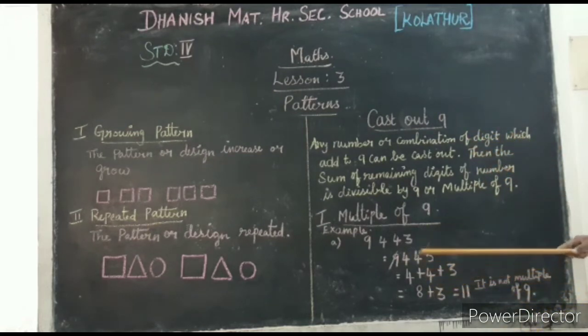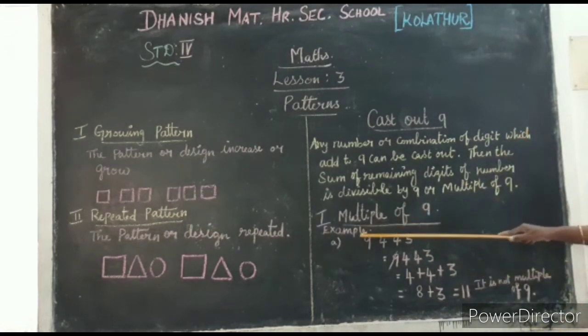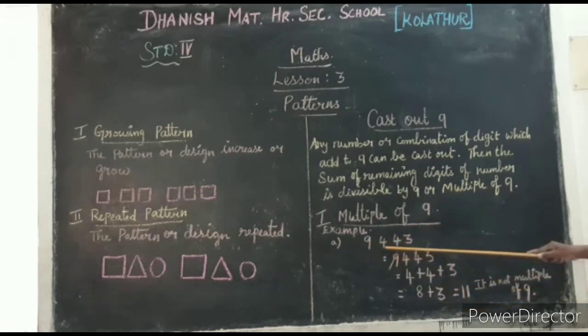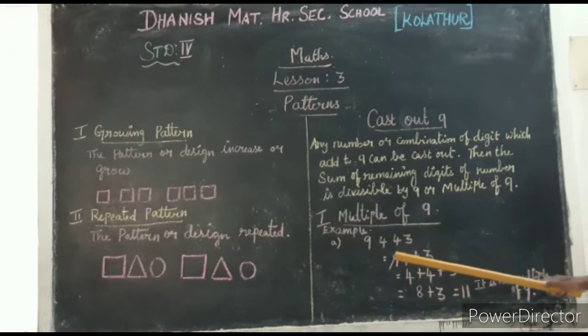Okay, dears. Now we are going to see the example. So now first they gave, you have to check whether the given number is a multiple of nine or not. So look at the example. Look at the first sum. A sum. 9443. So whenever the sum is given, you have to write the sum again down. So you should write 9443. See, in this sum we have to cut what number? Nine. You have to cut nine. So you should cut nine.